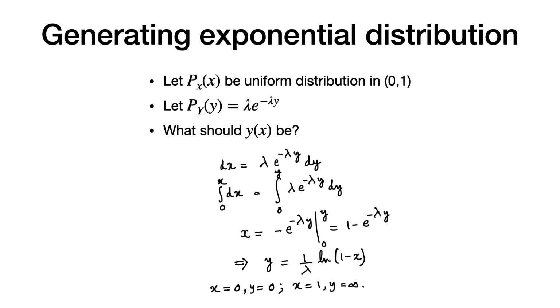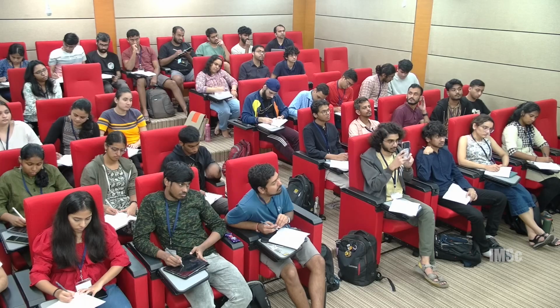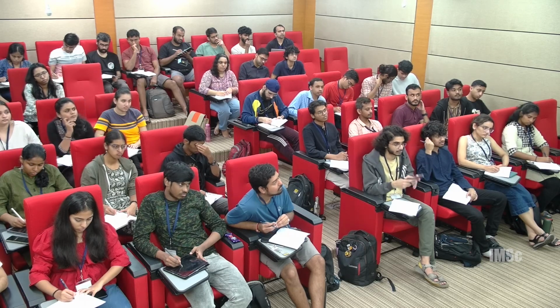If I draw a random number 0.1, then my y is 1 by lambda log of 1 minus 0.9. You can check that it maps rightly. When x is 0, y is 0. When x is 1, y is infinity. So 0 to 1 is mapped to 0 to infinity, and the waiting times go from 0 to infinity. Basically, it is the inverse. It's F inverse.